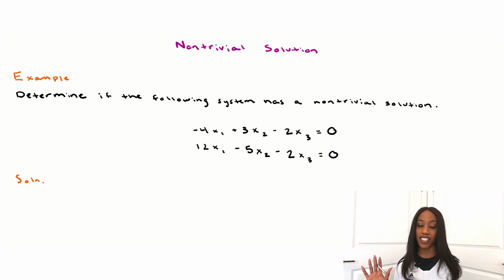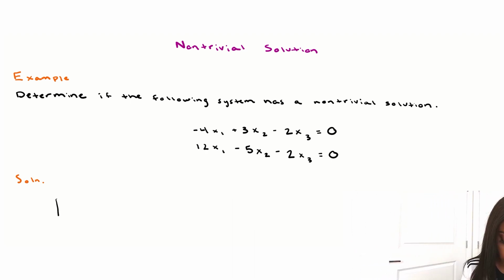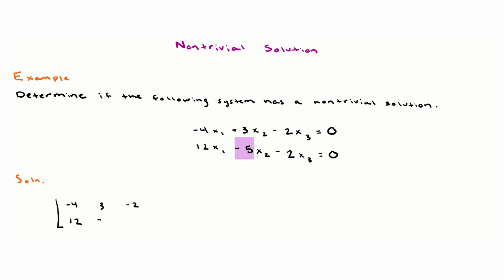Okay, so now getting into our example, we have two linear equations and we're going to go ahead and put them in a matrix and start to row reduce. So in our first row, we have -4, 3, and -2. And in our second row, we have 12, -5, and -2.